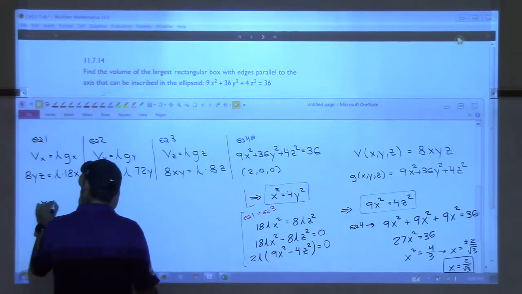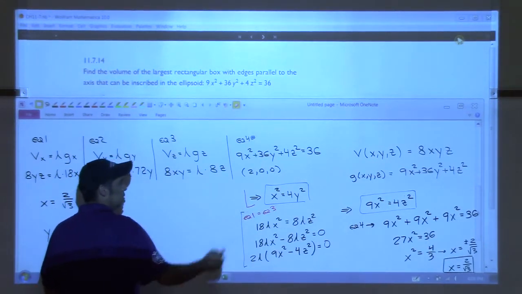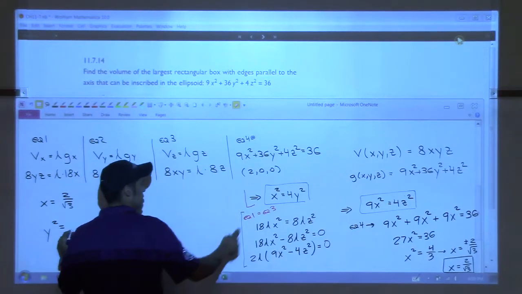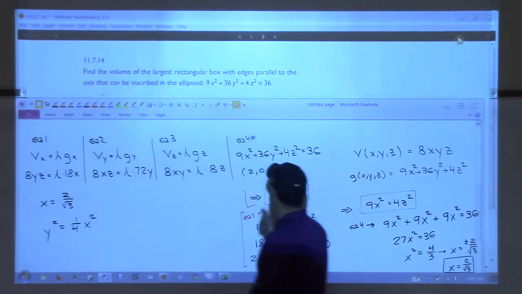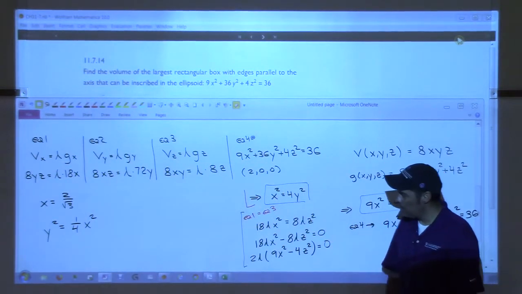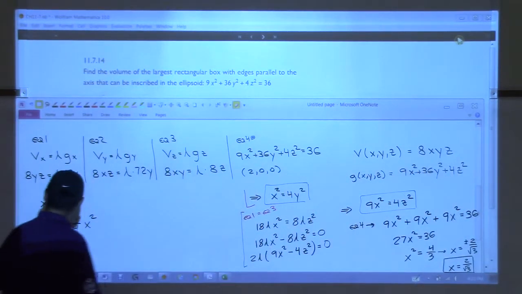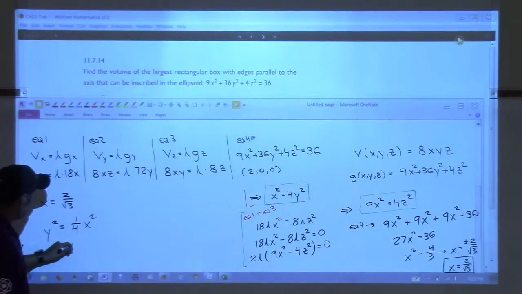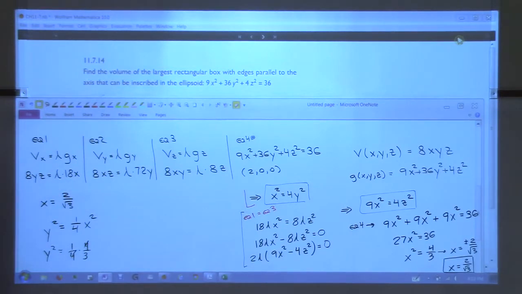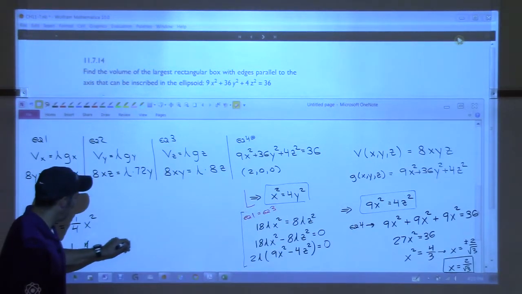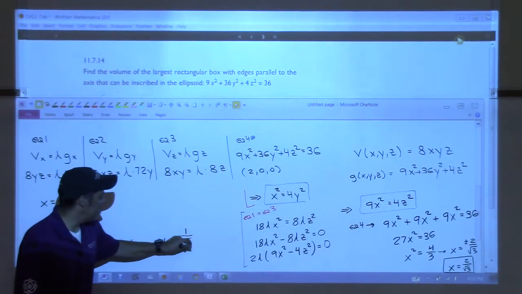So x is 2 over root 3. Y will be, so we can do it right here. I'll do this one. Y squared is 1/4 x squared. So I'm using that equation right there. And let's see, x squared is 4/3. So this is going to be y squared equals 1/4 times 4/3. So 1/3 is y squared. So y is equal to 1 over root 3. And again, I'm only going to look at the positive answer.